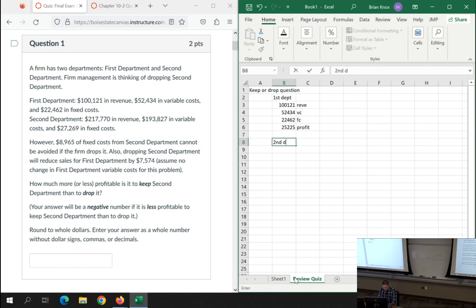Second department, we have 217,770, 193,827, and 27,269. Same categories. I want to copy them. And same equation here. Take the profits of the departments. That's our current situation. So that is keep, or the status quo.